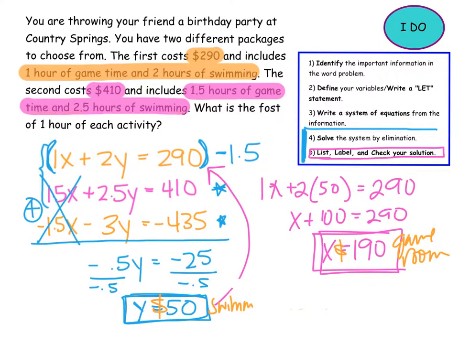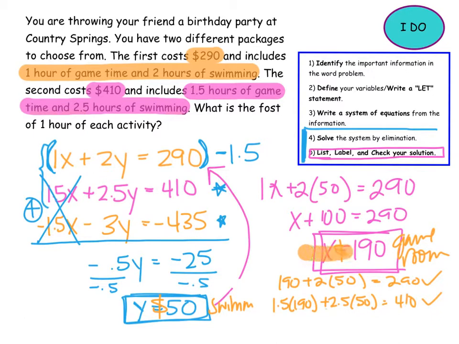But let's double check just in case. So it should be 190 plus 2 times 50. Yes, it does equal 290, so the first one checks out. Then 1.5 times 190 plus 2.5 times 50. Does it equal 410? Yes, it does. And so since my answers check out, my solutions are correct. It's $190 to rent the game room per hour and $50 to go swimming per hour.